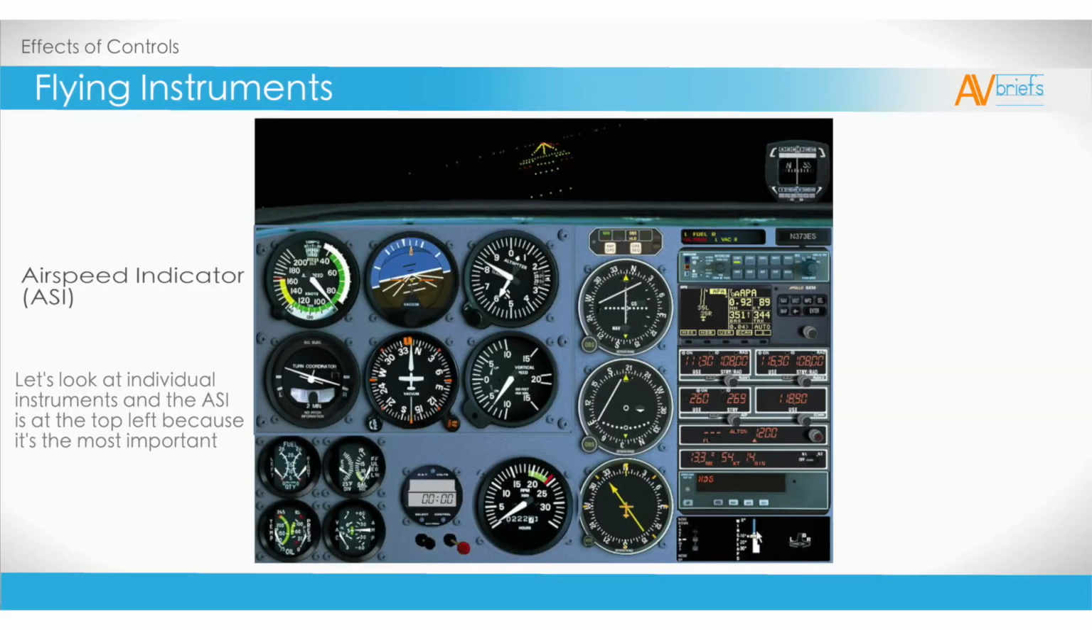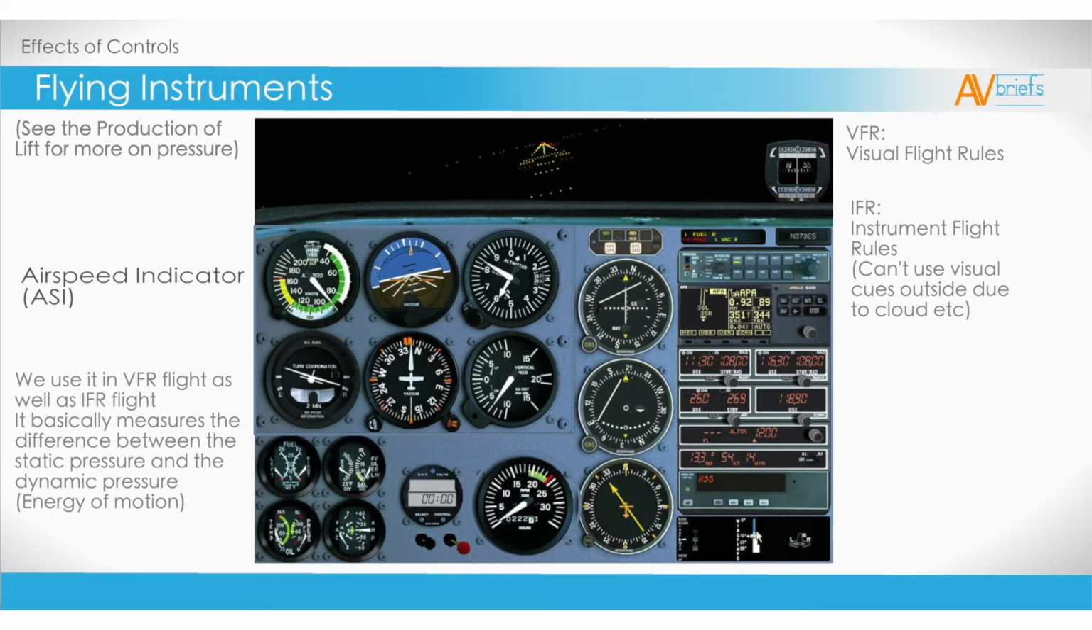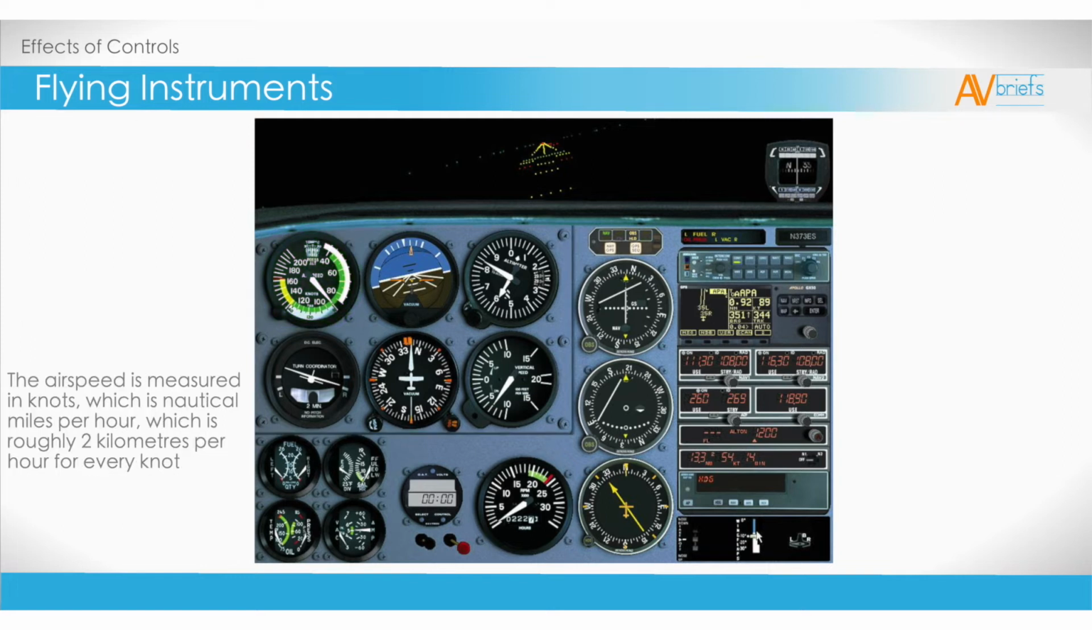Let's start with our flight instruments and get some more familiarity with them. The airspeed indicator is the top left usually. We use it in all phases of flight as well as all types of flying. It basically measures the difference between the static pressure in the environment and the dynamic pressure of the airflow. The airspeed is measured in knots, which is nautical miles per hour. And it's roughly 2 kilometers per hour for every knot.